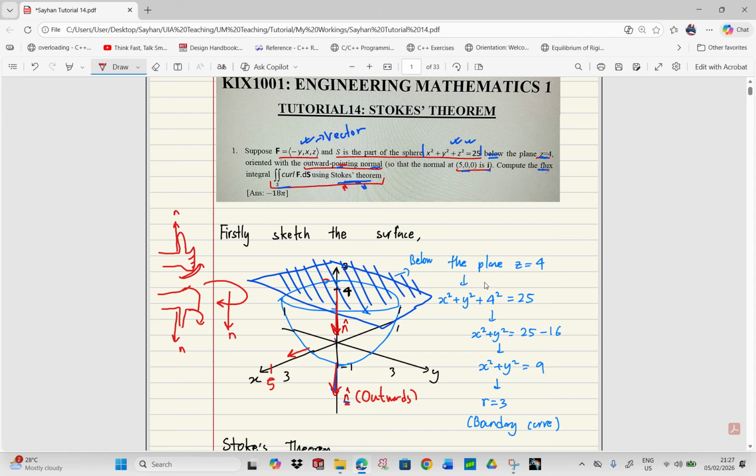Because I mentioned it's below the plane z equals 4, therefore our sphere equation x squared plus y squared plus z squared equals 25. Our z is 4, so I substitute 4 inside. Then it becomes 16, so 25 minus 16 becomes 9. So x squared plus y squared equals 9. And this becomes your very familiar circle equation, where x squared plus y squared equals r squared. So that's why your r is 3, which is basically our boundary curve, our curve of interest.